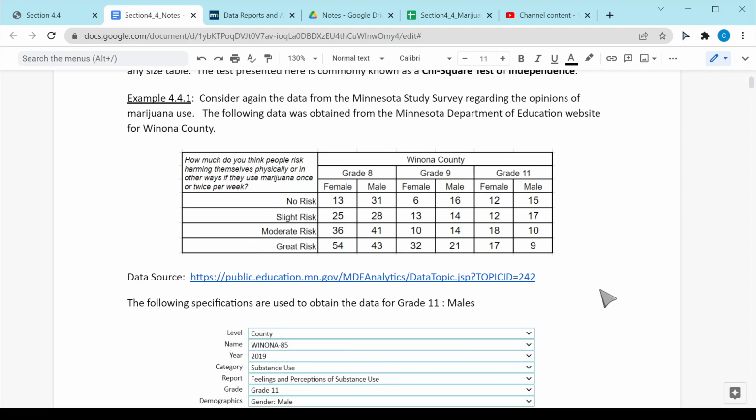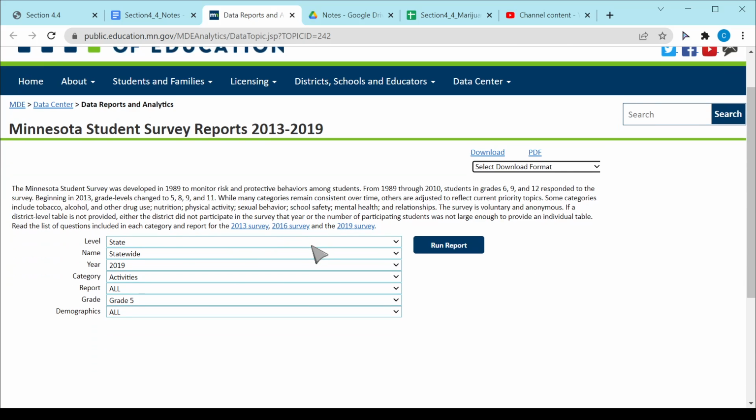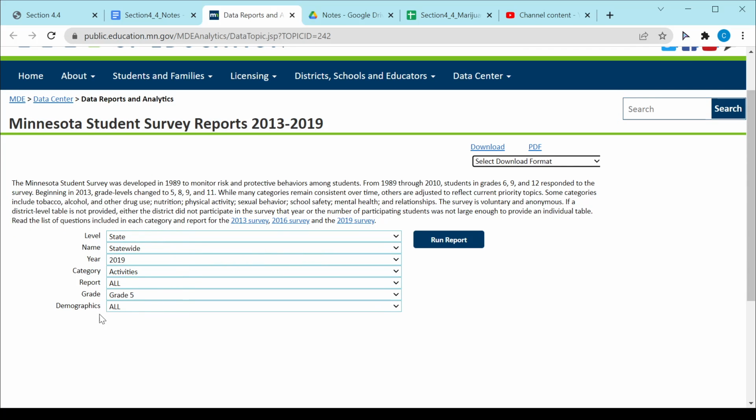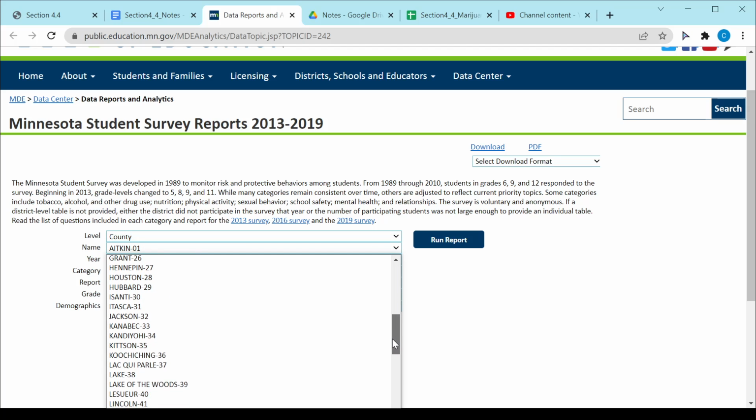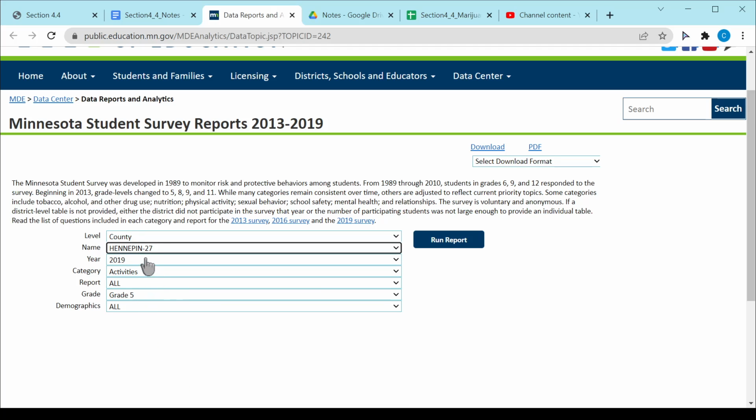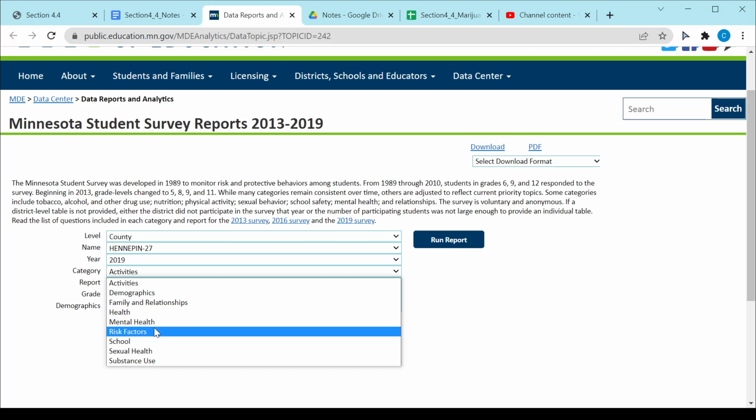Okay, the website that I got this data from is here, and you can set up the different menus like I have here in the notes. For example, I did Winona, but if you want to do maybe Hennepin County or something, that would be downtown Minneapolis. You could set that up in a similar way that I've done here.